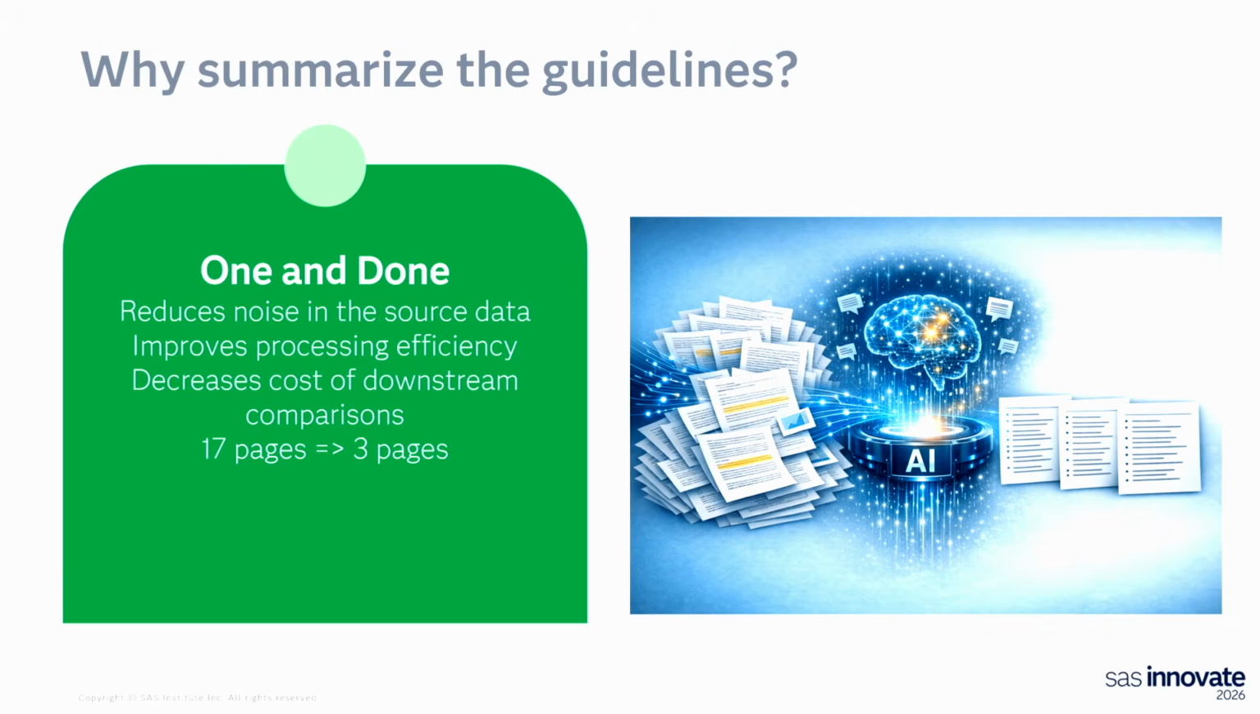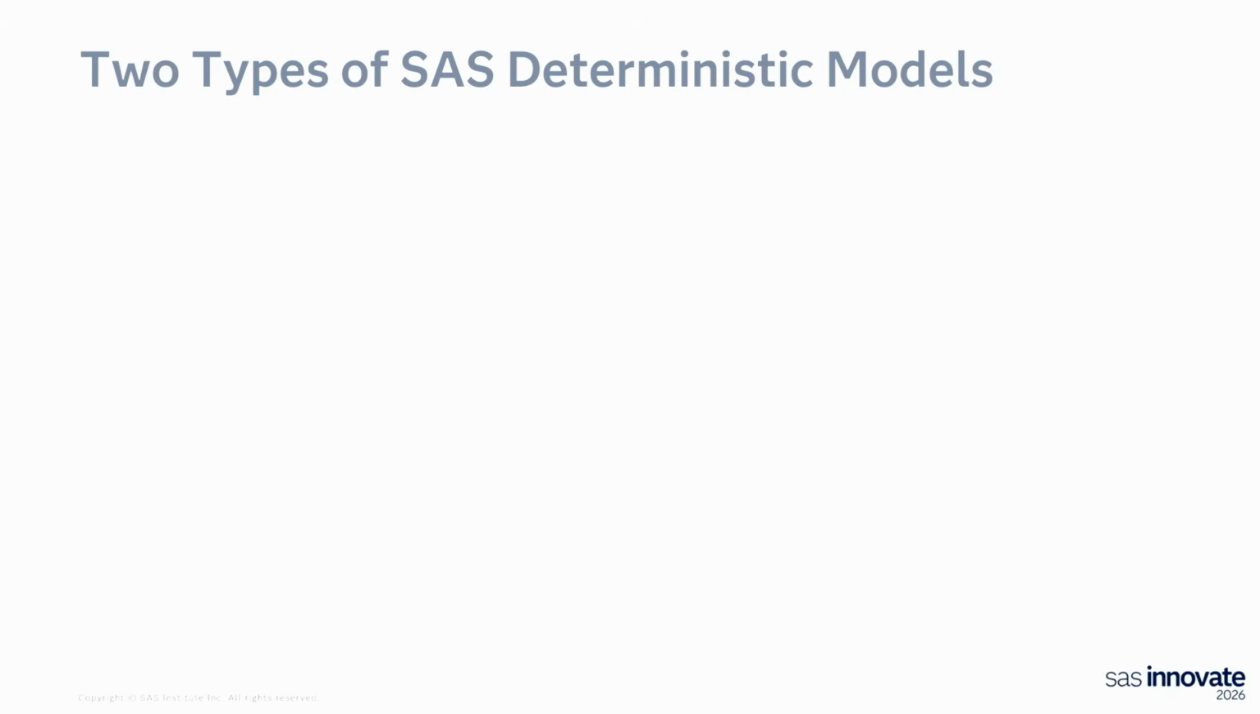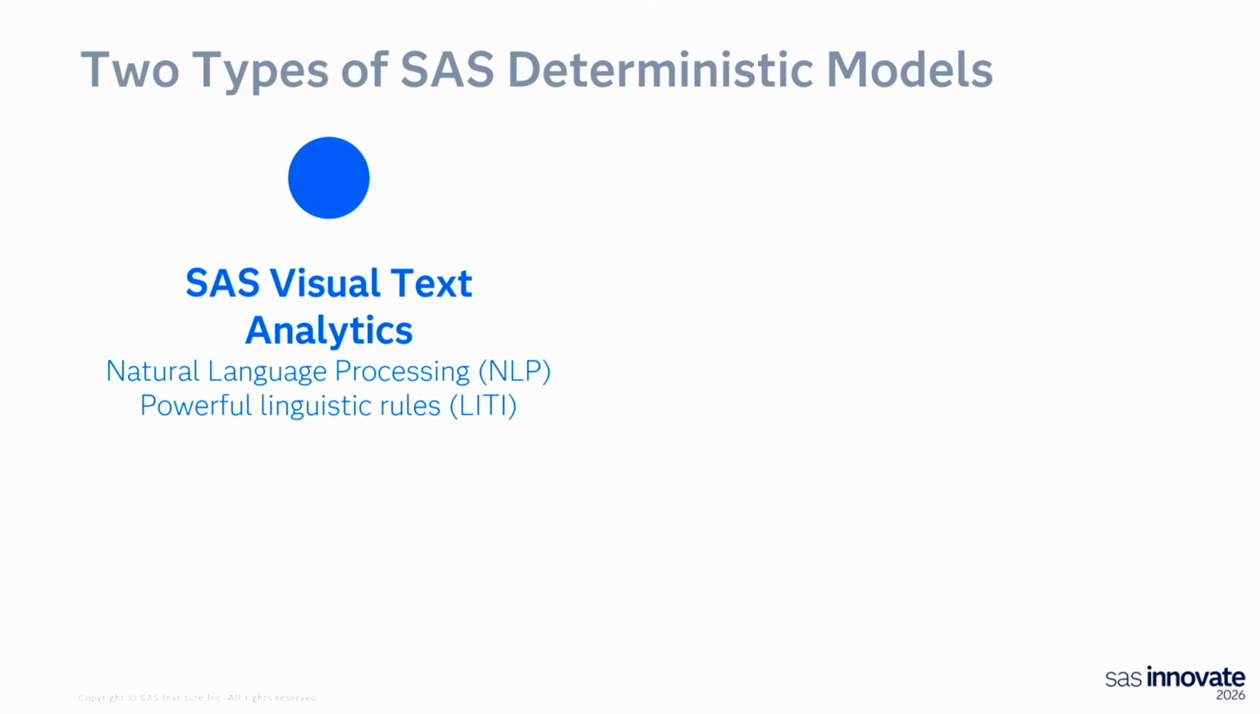Just to give you an example, the document that we're talking about today that I'll use in this demonstration, we summarized it and decreased the 17 pages down to 3 pages, just to give you an idea of the scale. So the deterministic models that we're using are 2 different types. The first is built using SAS Visual Text Analytics, or VTA. And we leverage the natural language processing capabilities as well as the LITI contextual rules, or the LITI linguistic rules that are available through VTA.